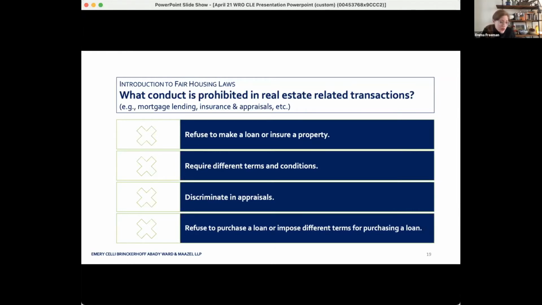And then finally, there's a prohibition on a refusal to purchase a loan or to impose differential loan conditions based on someone's identity or membership in a protected class.